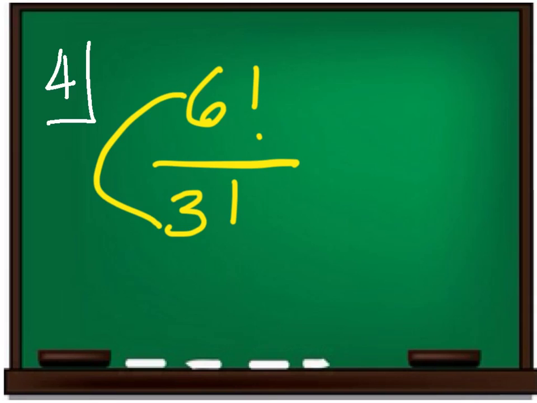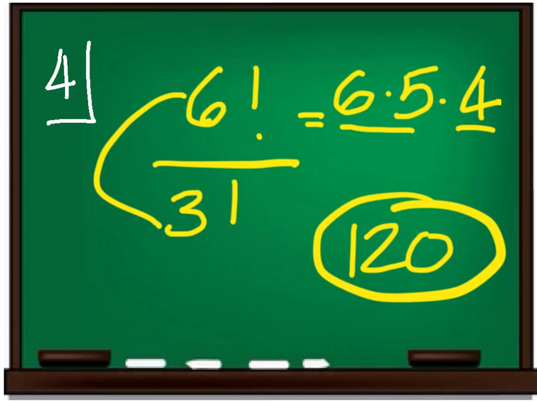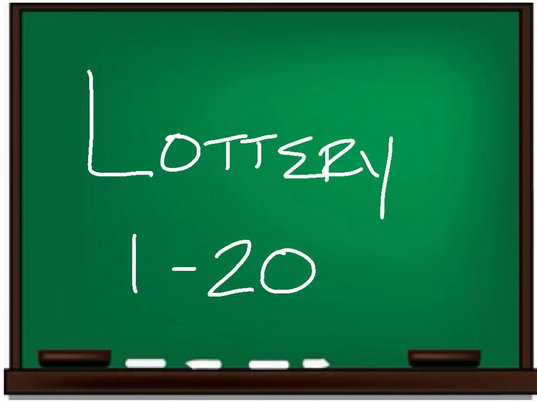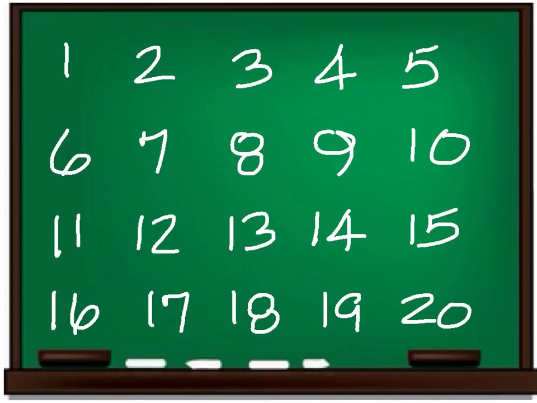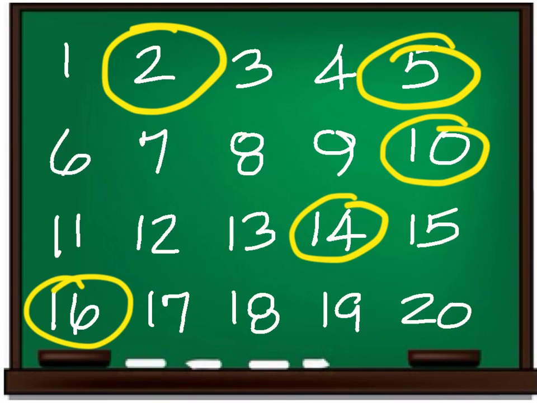Six minus 3 is 3. That means you only need to use the first three terms of 6 factorial, which is 6, 5, 4. 30 times 4 is 120. Everybody had this one. The answer is 210. Numbers are 2, 5, 10, 14, and 16.